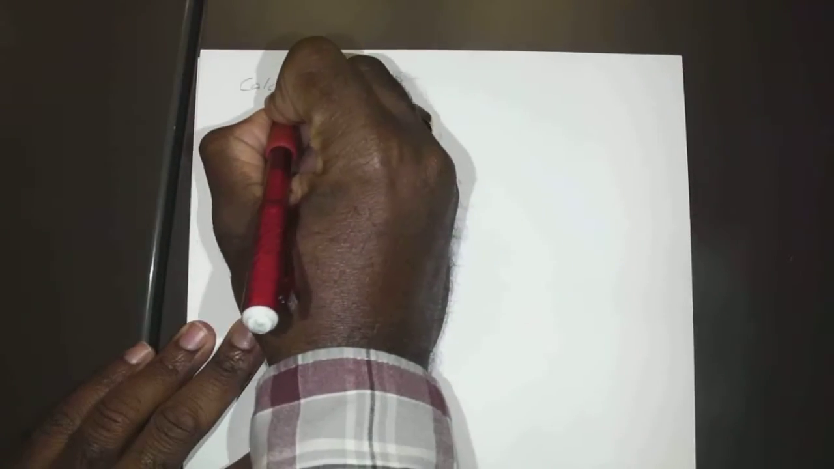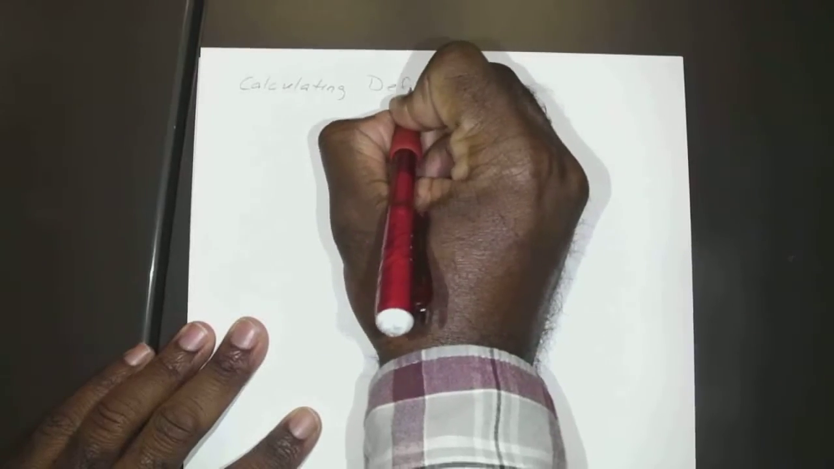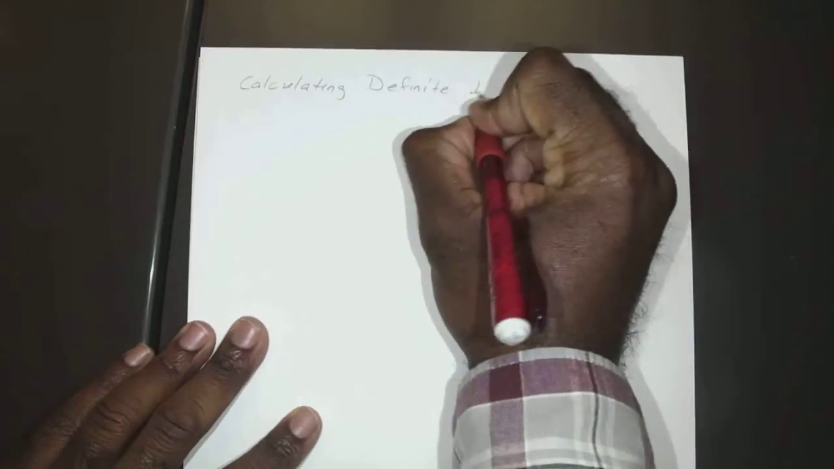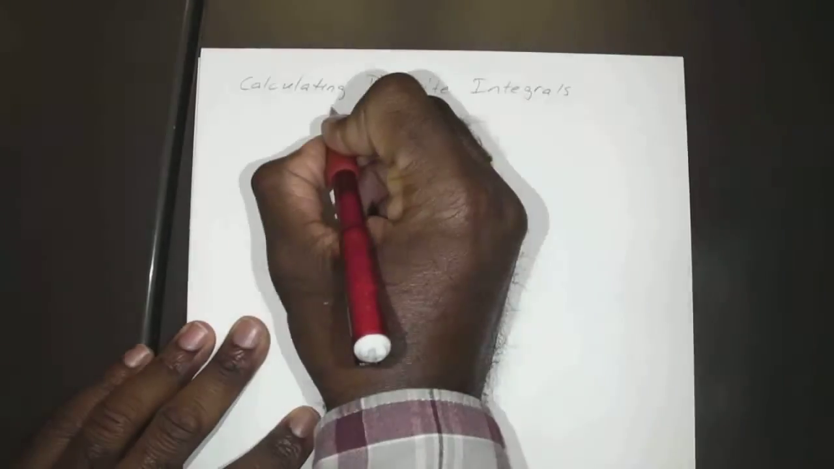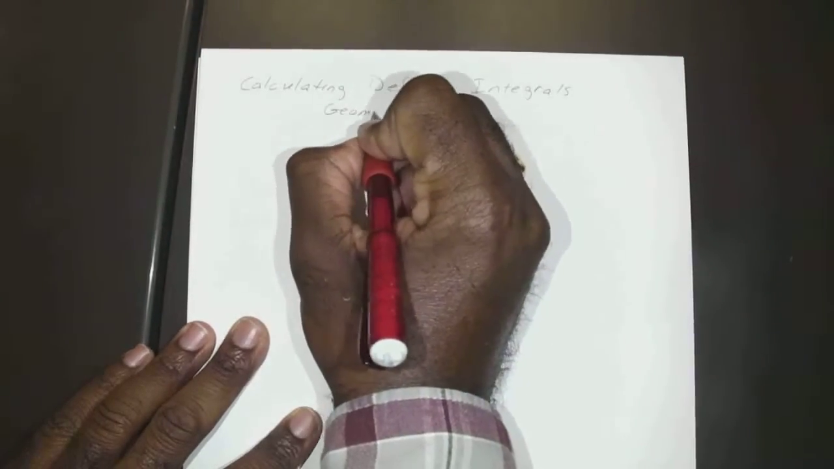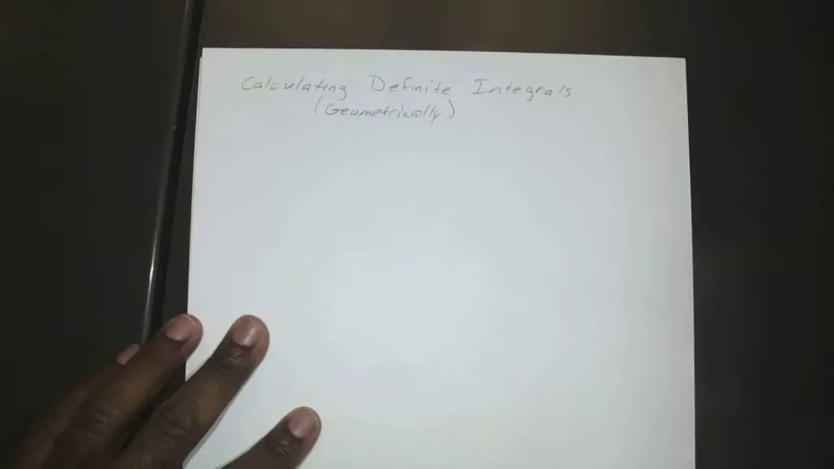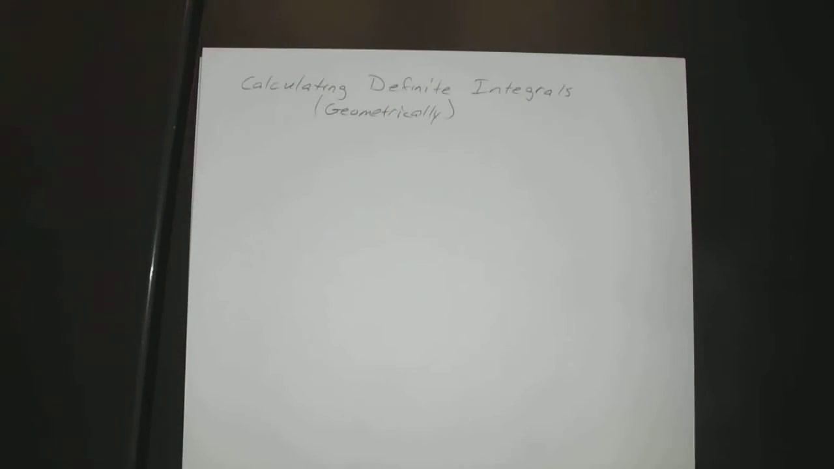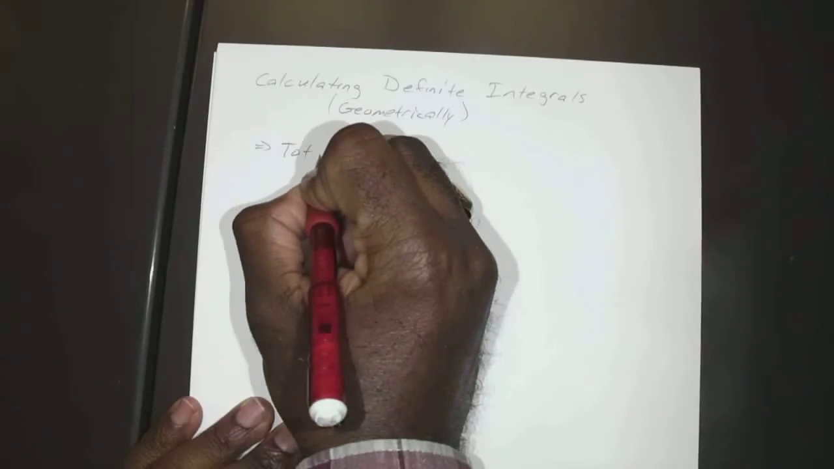Now we're going to calculate definite integrals geometrically. Okay, so first we're going to start with the total area.